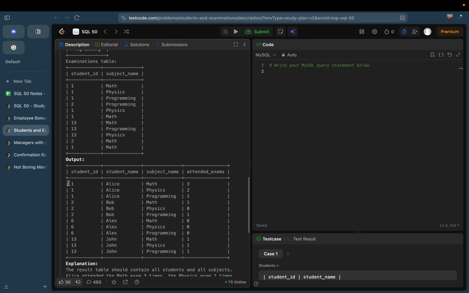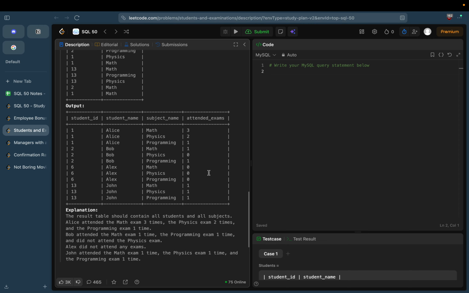For Alice, as you can see, for student ID 1, we had all the 3 subjects. This can be achieved by a cross product or a cross join, a Cartesian product. Hence, a cross join will be used in this question. And then we have a column called attended exams. Let's see how this is forming. We have an explanation over here. Let's have a look. The result table should contain all students in all subjects. Alice attended the math exam 3 times. Let's have a look.